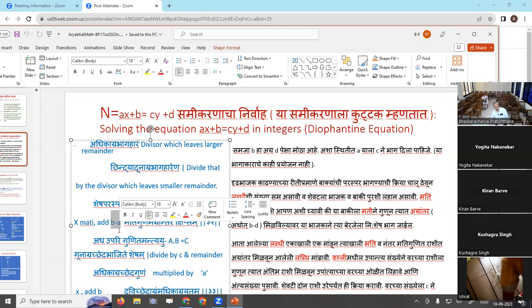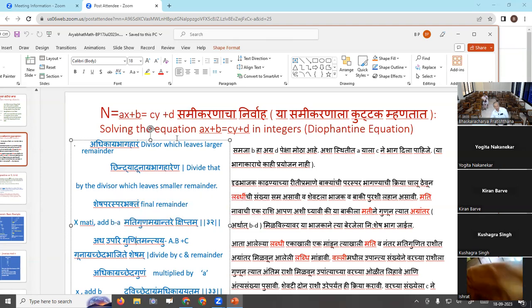add b minus a. B minus a is what? B is agra and D is also agra. That is, both are remainders. Now agra antara means difference between the agras, or difference between the remainders. So B and D are remainders and their difference is B minus D. So I have written B minus A, but it should be B minus D.